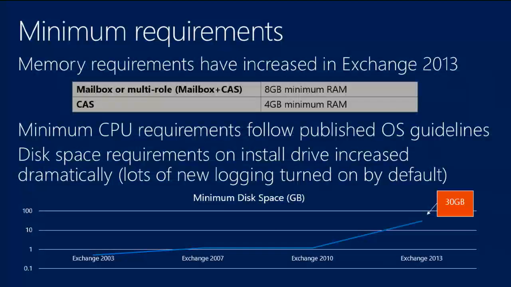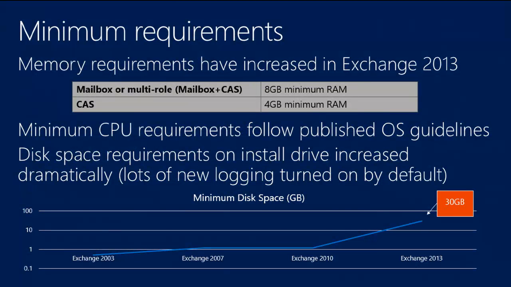With Exchange 2013, we require 8 gigs of minimum RAM for the mailbox role or a multi-role server, mailbox plus CAS. Or if it's CAS only, we require a minimum of 4 gigs. This is for production deployment. You can tweak this a little bit. You can get away with a little bit less in test if you're building out a test lab. But for production, these are the requirements. Keep in mind, that's bare minimum, right? If you're actually sizing for performance, if you want your users to have the best possible experience, these are not the numbers for you. You actually want to go through the process of figuring out what the right memory sizing is.